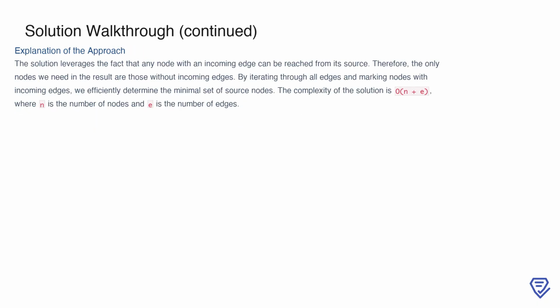The underlying approach to this problem relies on the observation that nodes with incoming edges can always be reached from their respective source nodes. Thus, the only nodes we need in the result are those without incoming edges. This is achieved by iterating through all edges and marking the nodes that have incoming edges, which allows us to efficiently identify the minimal set of source nodes. The time complexity of this solution is O(n plus e), where n is the number of nodes and e is the number of edges, making it highly efficient for large graphs.